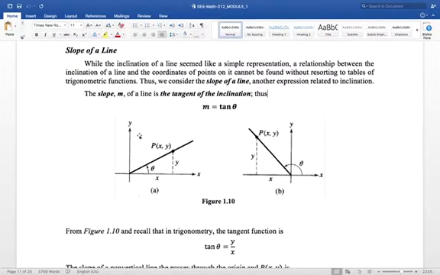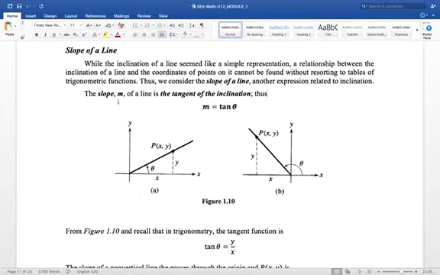Let's take a look at the slope of a line. While the inclination of a line seemed like a simple representation, a relationship between the inclination of a line and the coordinates of points on it cannot be found without resorting to tables of trigonometric functions. Thus, we consider the slope of a line another expression related to inclination.